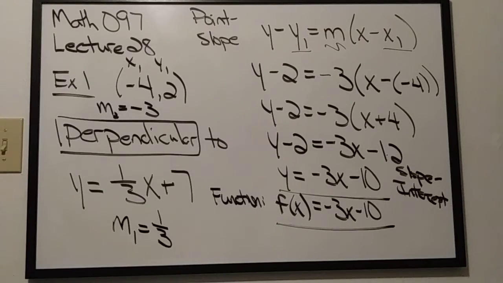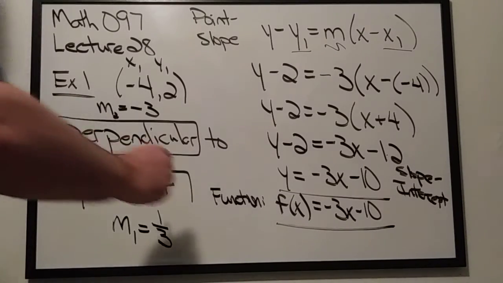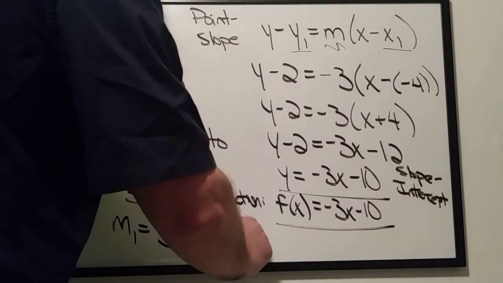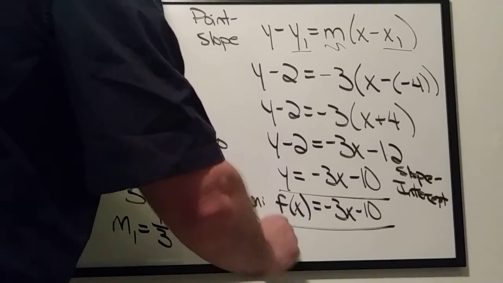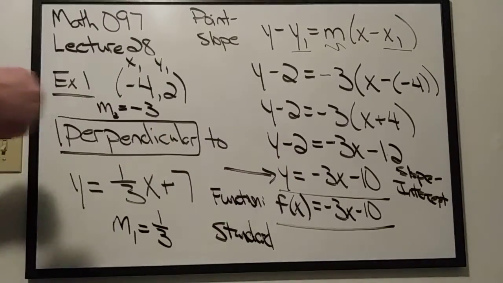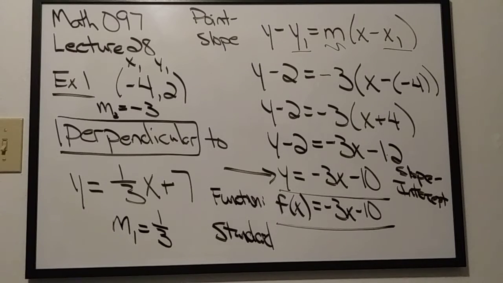And then finally, there's another notation called standard form. What standard form does is take the equation that we were looking at a moment ago in slope-intercept form, and it simply takes all of the variables and moves them to the left-hand side. And it puts the x terms first, then the y terms on the left-hand side, and then the constant will be on the right-hand side of the equation.